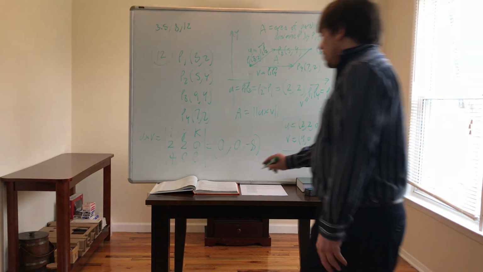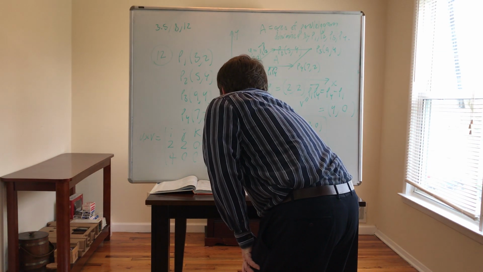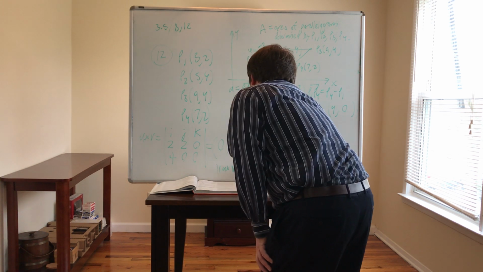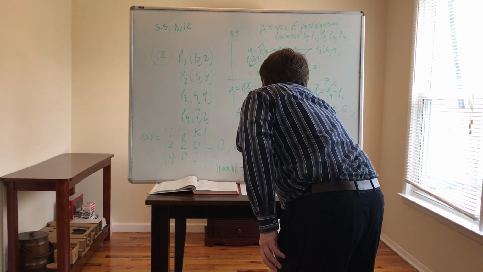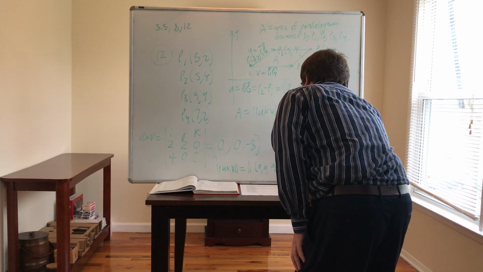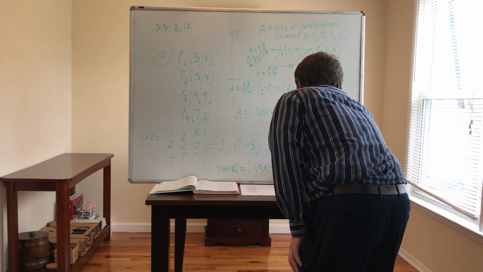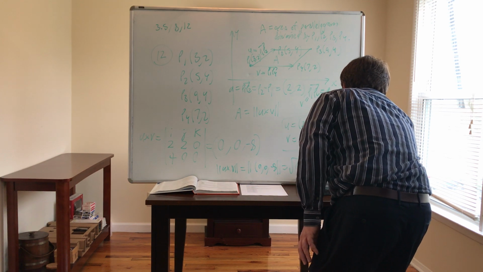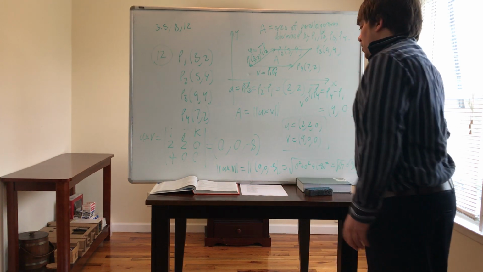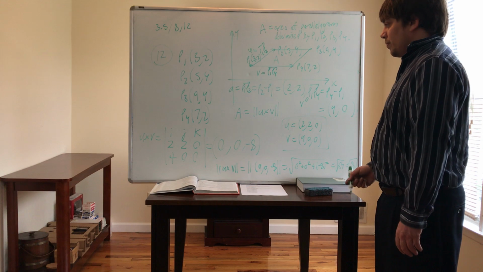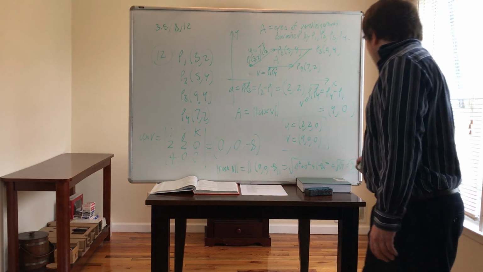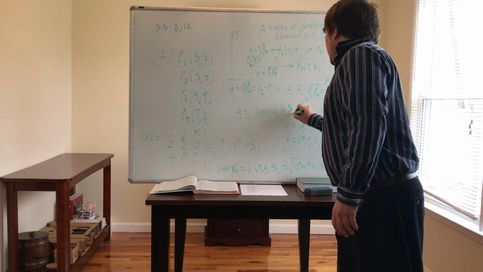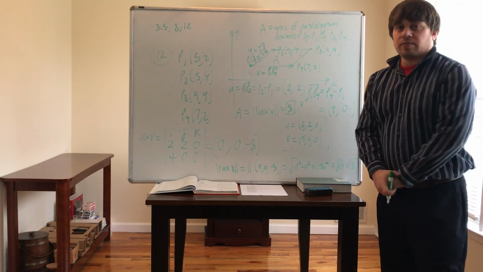And so if you take the norm of U cross V, it's the norm of that vector 0, 0, negative 8, and it's the square root of the sum of the squares of that vector, so 0 squared plus 0 squared plus negative 8 squared, which is the square root of 64, which is 8. So the length of that vector is 8. So the norm of U cross V is 8, and so the answer is that the area of that parallelogram is 8.